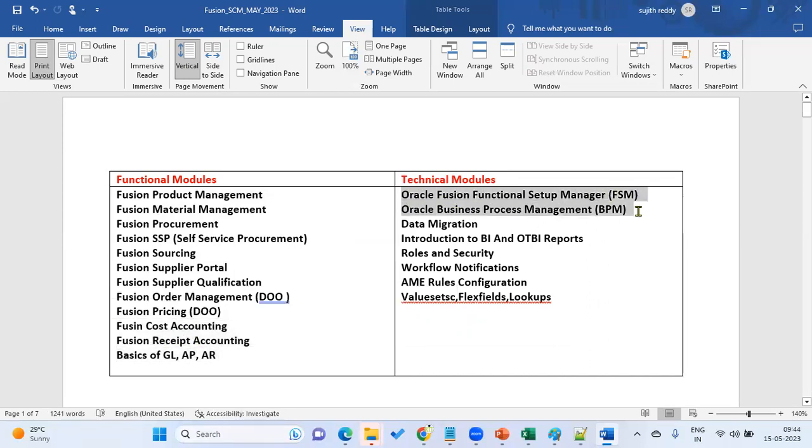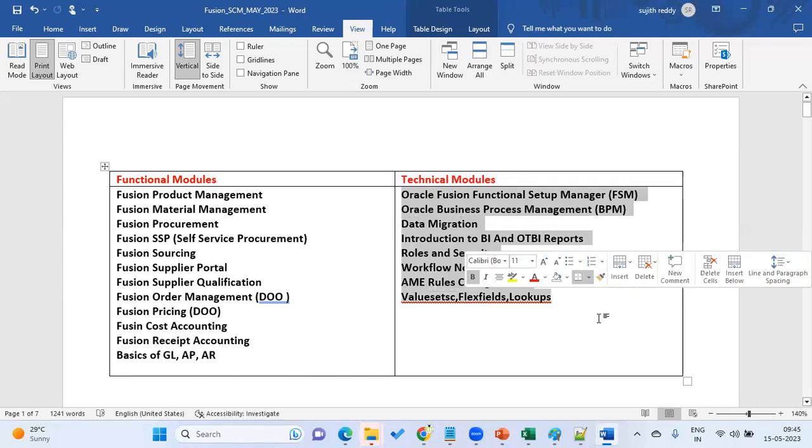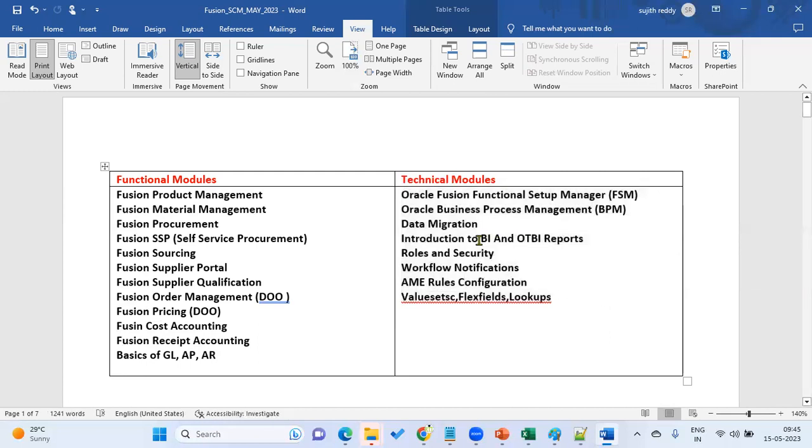We will be discussing FSM end to end, approvals end to end, data migration, BI and OTBI, roles, securities, workflows, approval management engine, value sets, flex fields, lookups. All these things we are going to discuss. Even though it is technical, we don't have coding anywhere except in BI. Only in BI reports are we going to write SQL queries. So we don't need to worry about that SQL. We'll just have an idea of what SQL is, what a BI report is, and how we can do that. That's what we are going to discuss, not more than that, as it is not required for us as a functional consultant. Remaining all, we are going to discuss the end-to-end process.